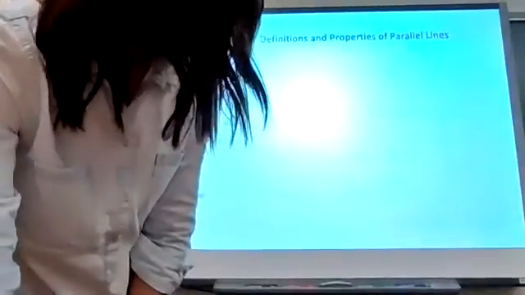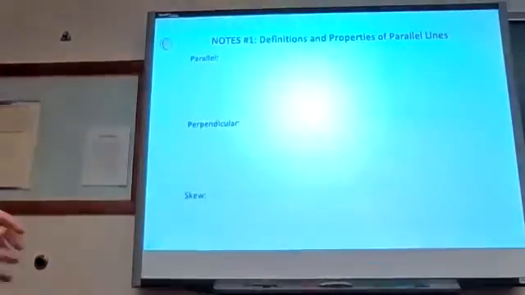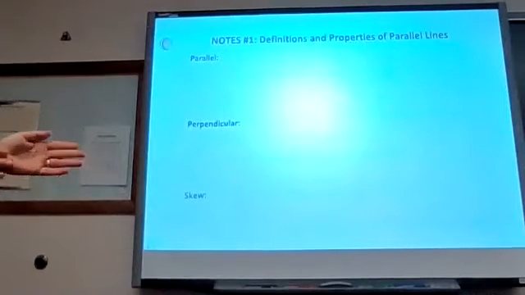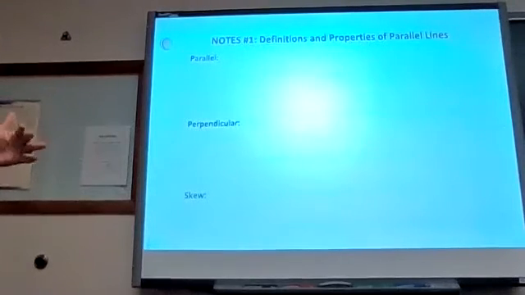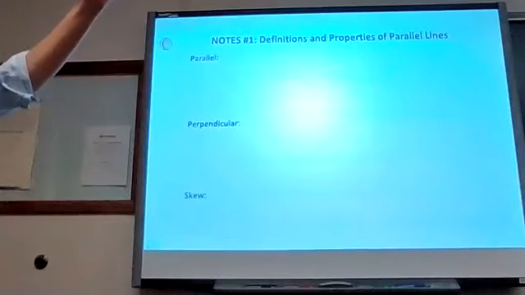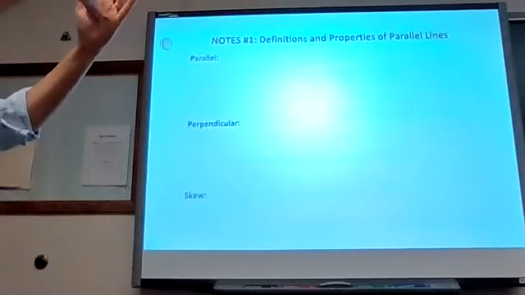So let's do some definitions. What does it mean for two lines to be parallel? What does that mean? Parallel lines. What do they look like? They run together, and they're never going to meet.